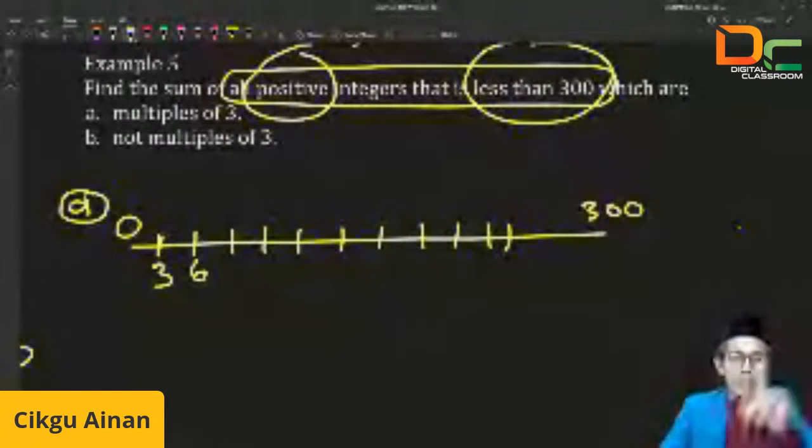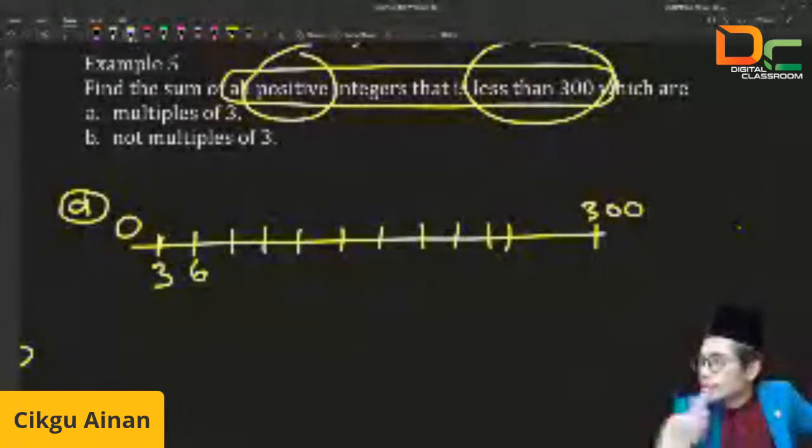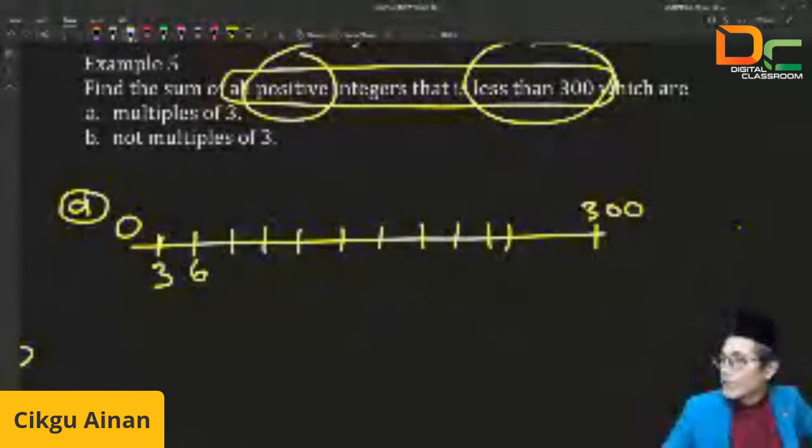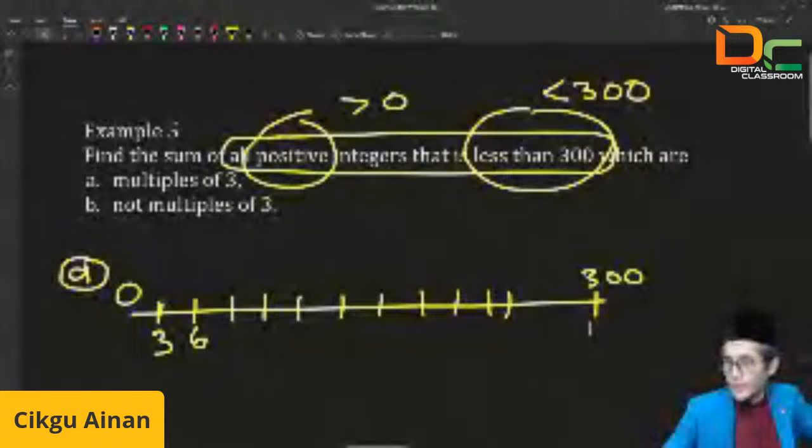Now, can we take 300? I want to ask the audience. Maybe I wait for the comments. Can we take 300? Can we or cannot?